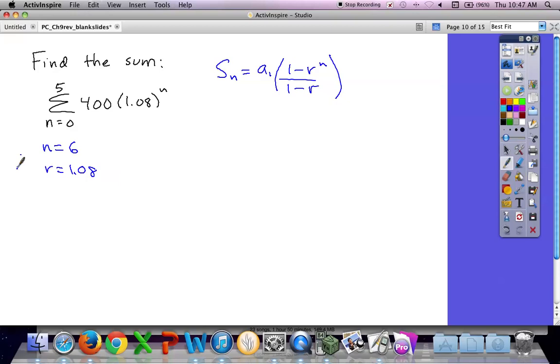And then how are we going to find the first term? Plug in the lower limit here. Well, 1.08 to the 0 is 1, so the first term is 400. A1 equals 400. So our sum is F6, I guess, is 400 times 1 minus 1.08 to the 6 over 1 minus 1.08.